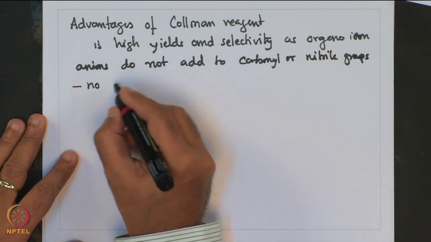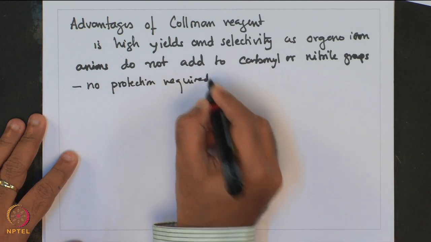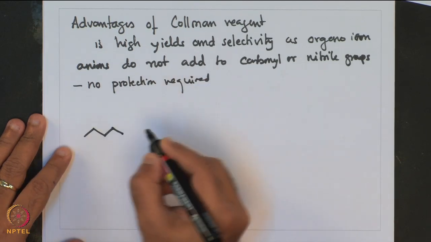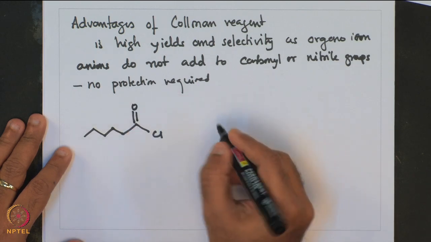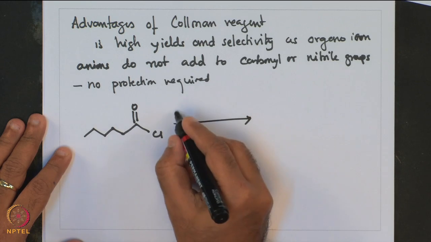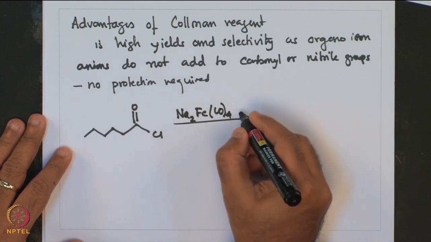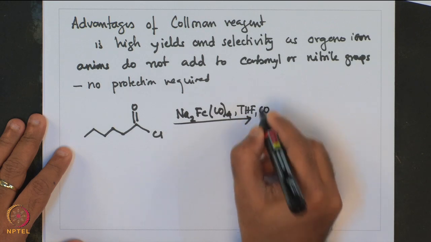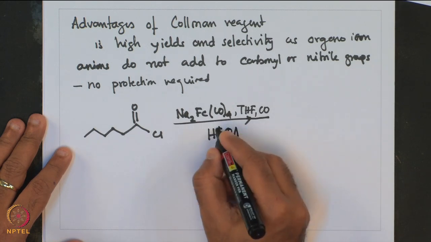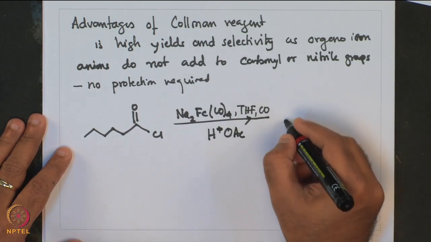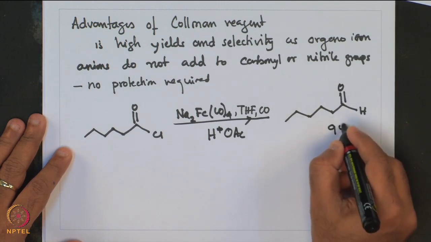So, for example, no protection is required. For example, reaction of this acid chloride with Na2Fe(CO)4 in THF under a pressure of CO and acetic acid gives a high yield of this aldehyde, 98% yield.